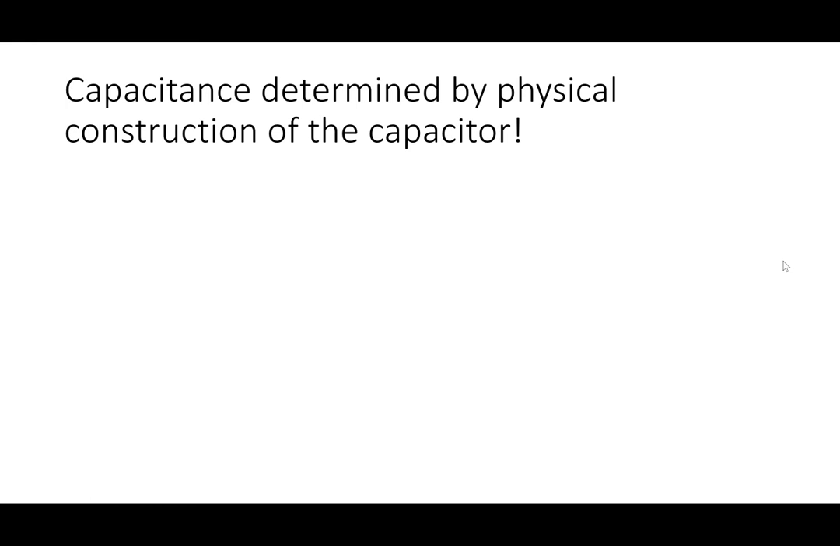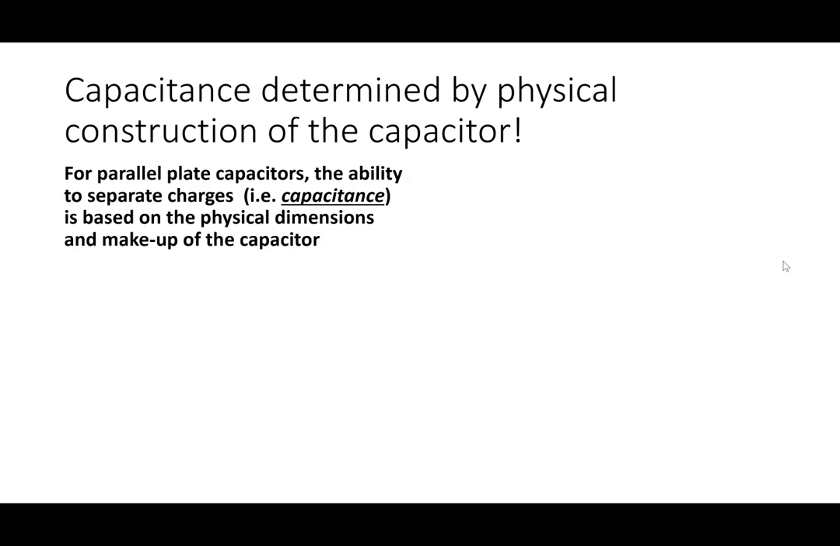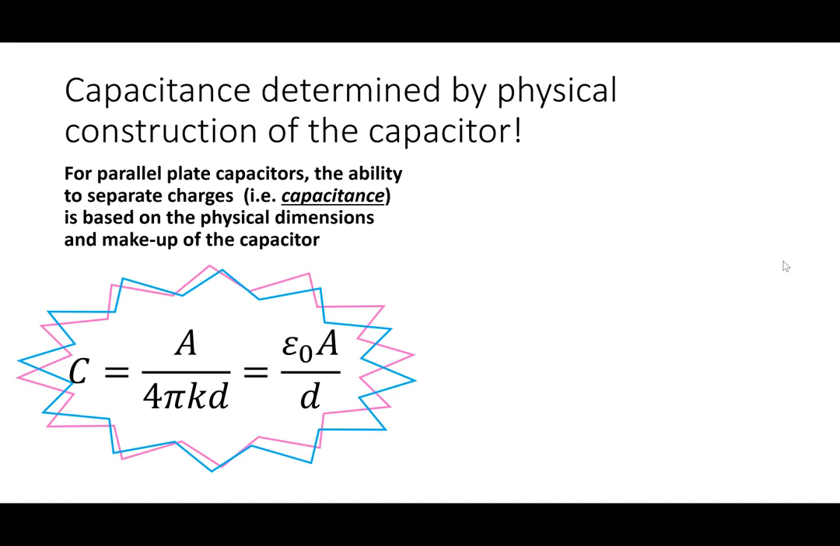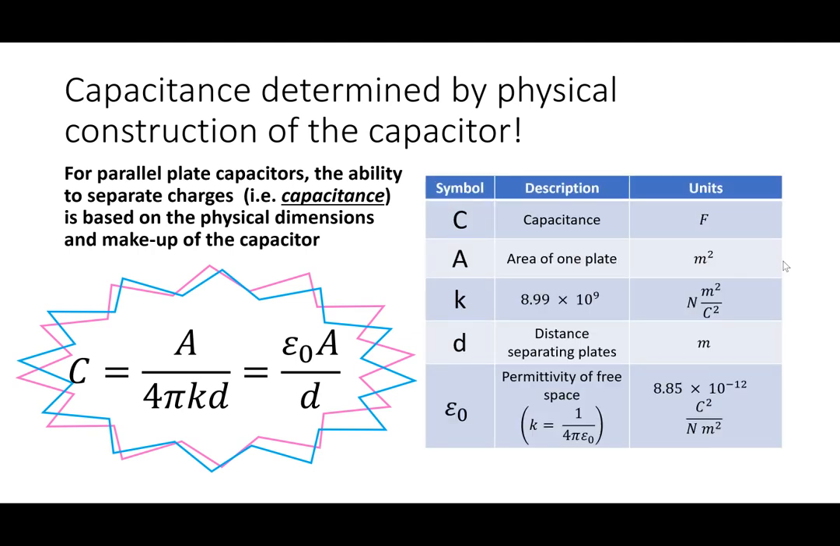Now, if you want to change the physical capacitance of a capacitor, if you want to change the amount of the capacitance, you have to change the actual physical makeup. So that ability to separate charge is a constant. So if we want to change that, we have to build a different capacitor. And capacitance is going to be A over 4 pi k d, or epsilon sub 0 A over d. Now, what does that mean? C is the capacitance. That's the thing that we want to change, or, tells us how well that physical device can separate charges. That's in farads.